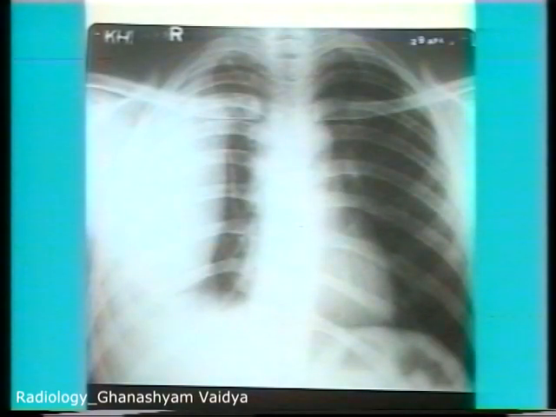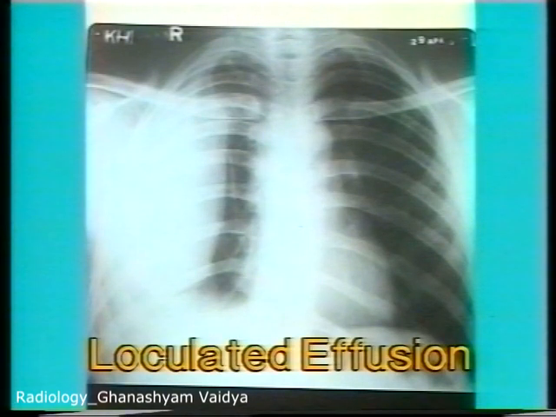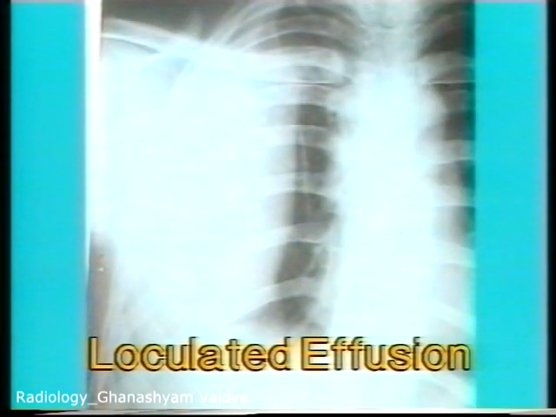Now in this X-ray, there is a homogeneous fluid opacity with a smooth curved border, but it has not a concave but a convex border. This is an encysted pleural effusion where the fluid is loculated due to pleural adhesions. The opacity is peripheral and its convex border is towards the lung. This is characteristic of an encysted or loculated pleural effusion.